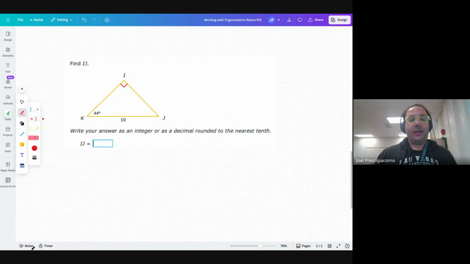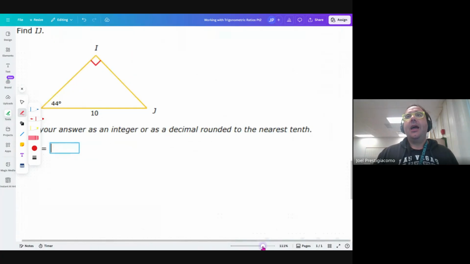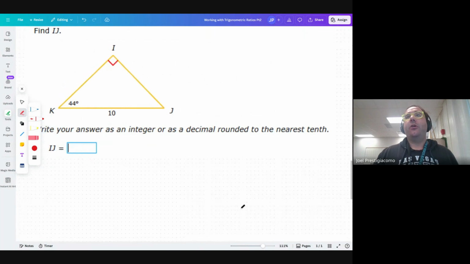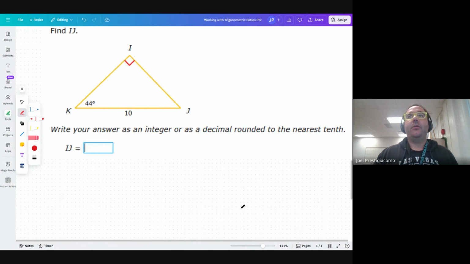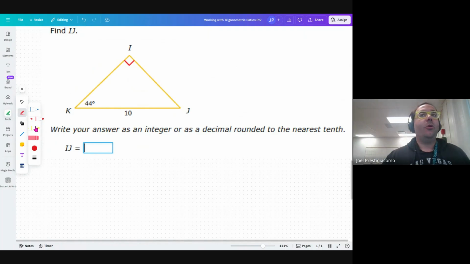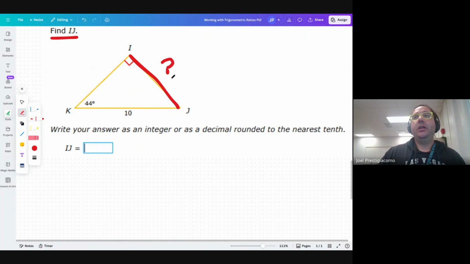So what I'm going to show you guys today is how we can use that to our advantage to find a missing side length where we don't want to use the Pythagorean theorem, or we can't. So the first problem says find IJ. So this is IJ, this is our unknown here. I'm going to call it the question mark. I like the question mark.